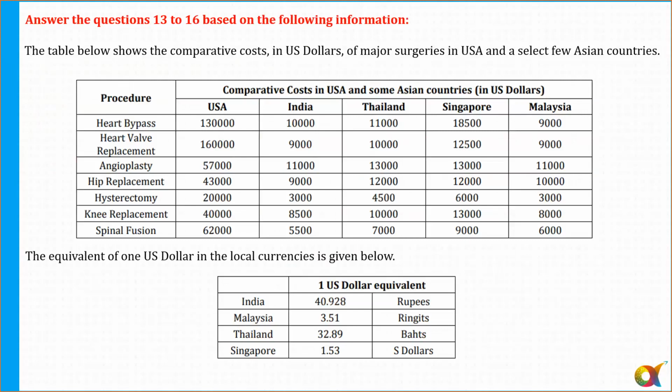Now 13 to 16. Again a set of 4 questions, which is completely based on calculations. The table below shows the comparative cost in US dollars of all major surgeries in the USA and a select few Asian countries. Second table, the equivalence of $1 US. So $1 US is equivalent to the local currencies that are given here.